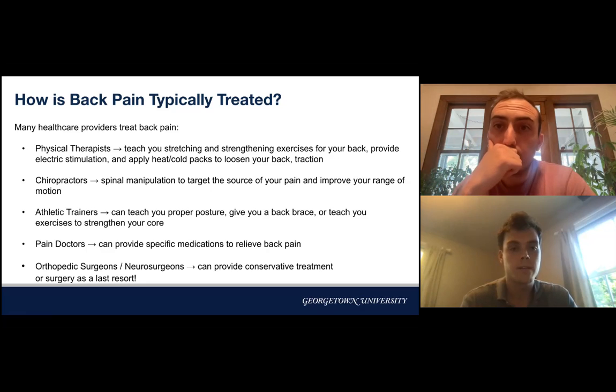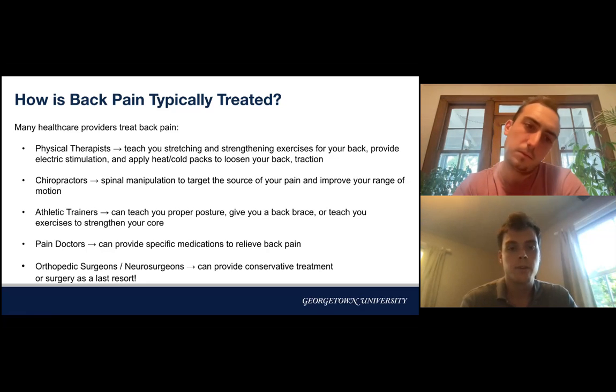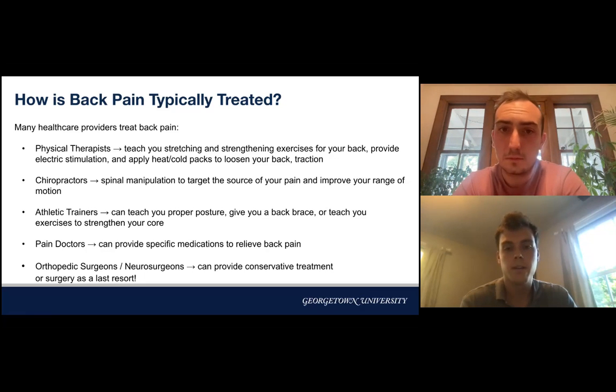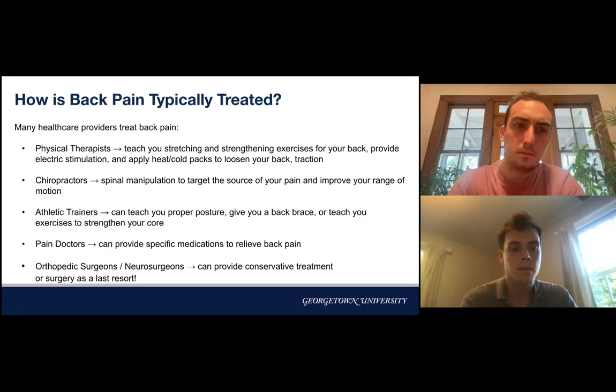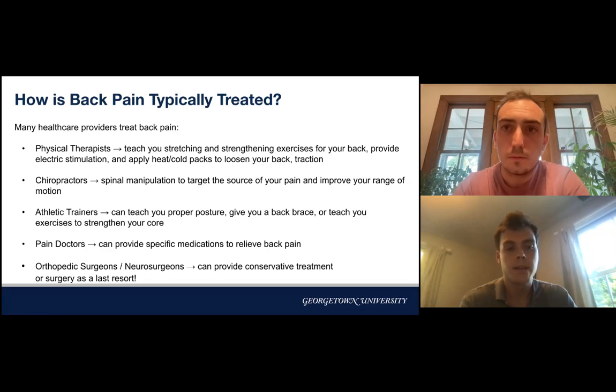There's also chiropractors, as John mentioned, and that, again, typically involves some sort of manipulation of the spine to improve your range of motion and hopefully target the source of pain. Another provider for back pain can be athletic trainers, and these are more looking towards preventative measures, including teaching you proper posture, potentially giving you a back brace, or teaching you exercises to strengthen your core and alleviate some of the pain and stress that's put on your back.